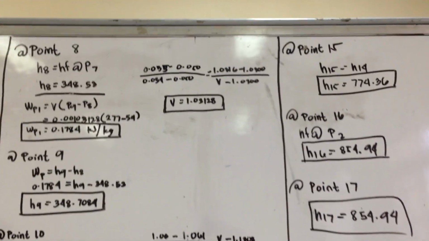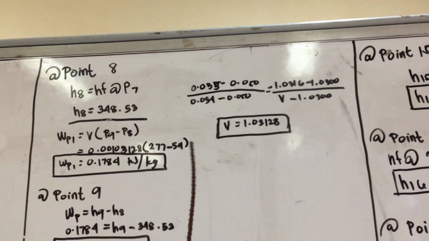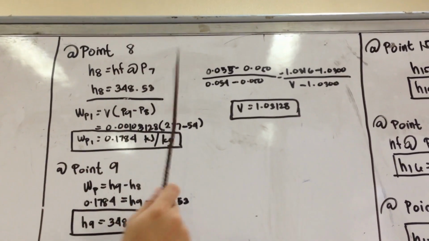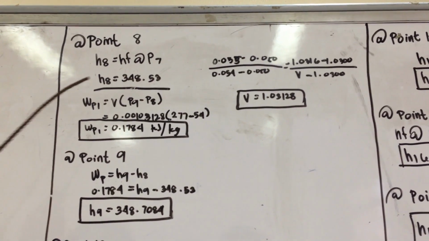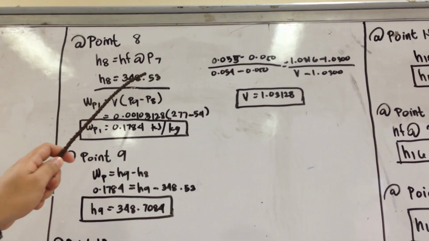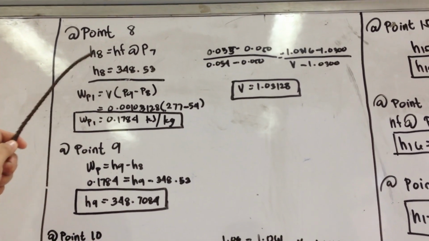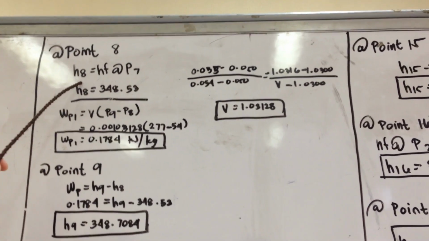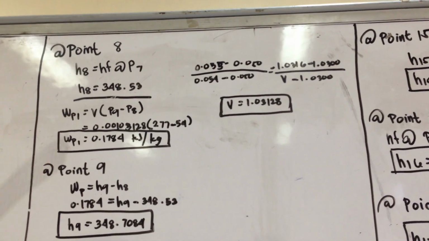Point 8. Now, there is already a pump at point 8. So H8 is equal to HF at pressure 7. We can get 348.53 because it's just equal, we got this H8 from pressure 7.